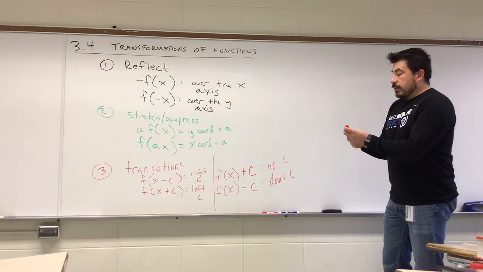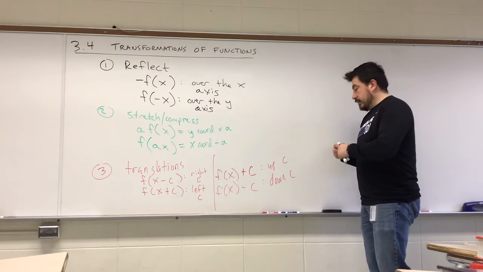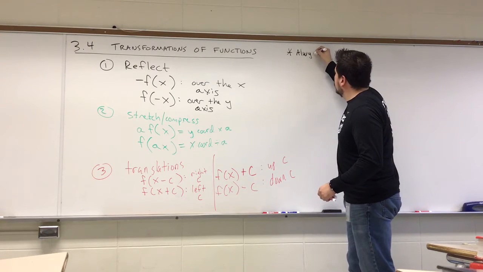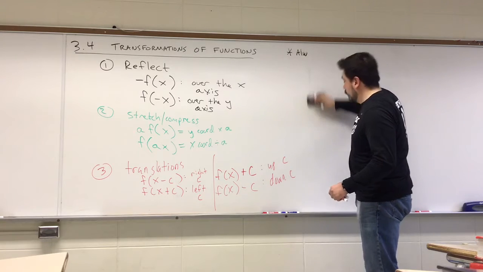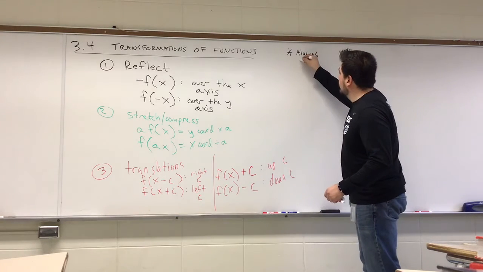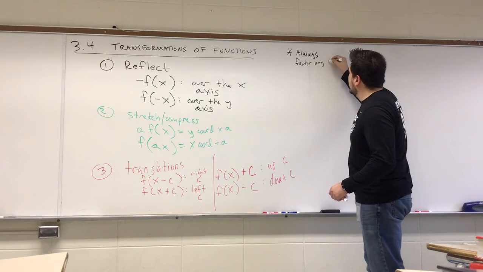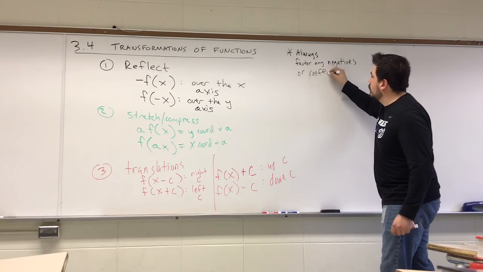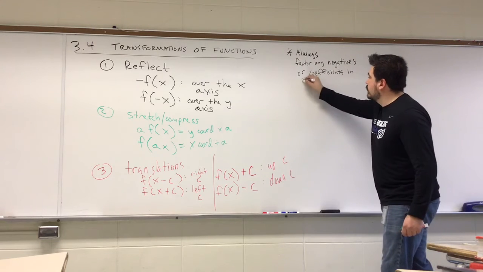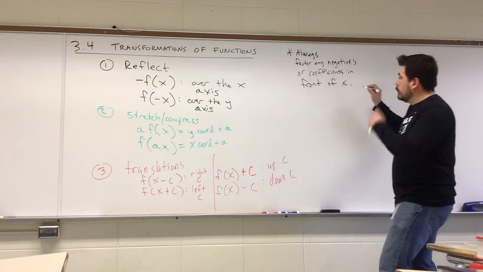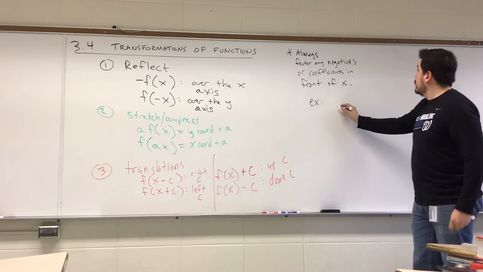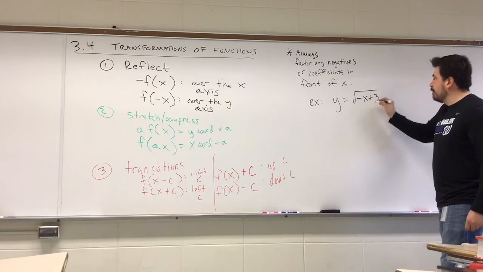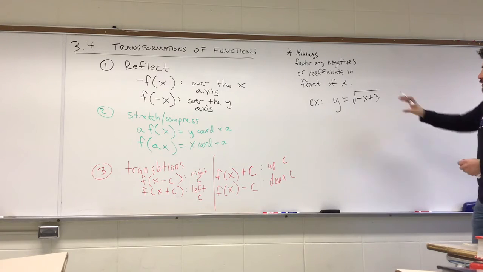So the one thing I do want to emphasize, though, is that you should always factor any negatives or coefficients in front of x. For example, let's say you had the graph the square root of negative x plus 3. Okay? So let's just do this one as a quick example.